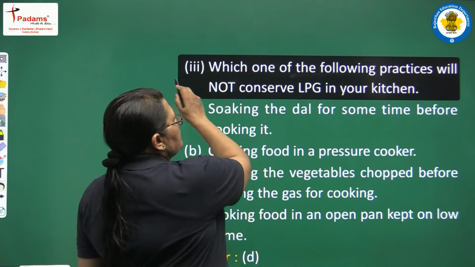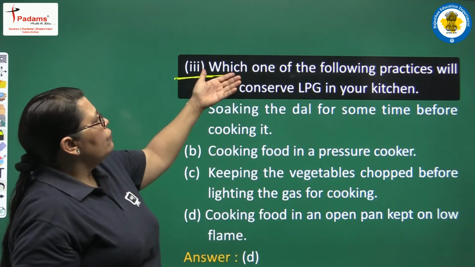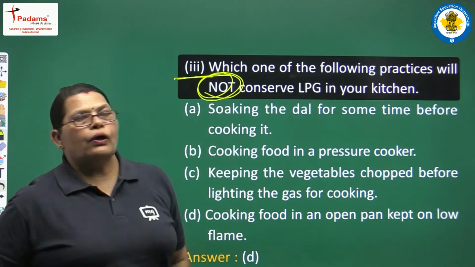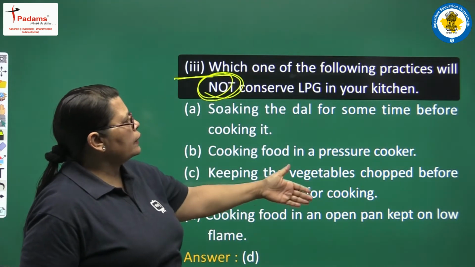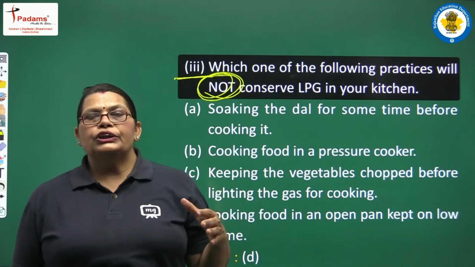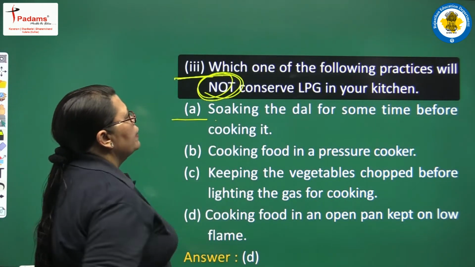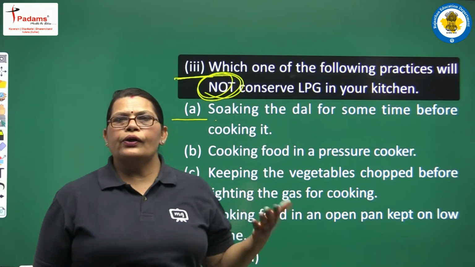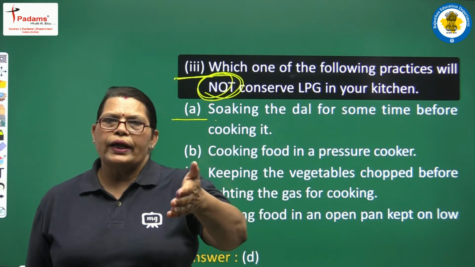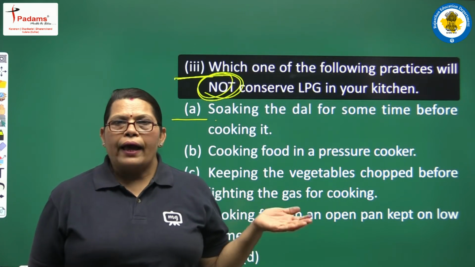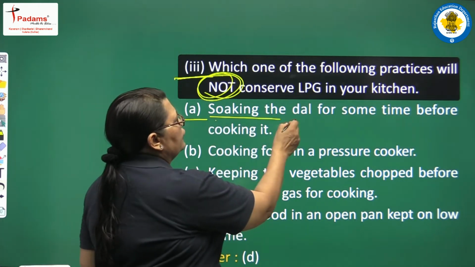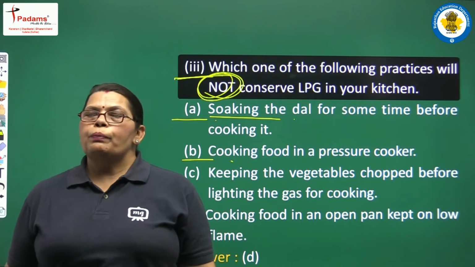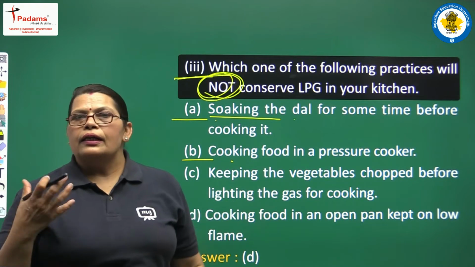Our next question comprises about C. Here are the options again. Which one of the following practices will not conserve LPG in your kitchen? ऐसे इनमें से कौन से प्रैक्टिस को आप करते हैं कि हमारी जो LPG है वो किचन में कंजर्व नहीं हो सकती है? See here, the first one is soaking the dal for some time before cooking it. This one your mother, your grandmother is doing at home. Yes, students, in your kitchen you see your parents first of all soak the dal and after some time they cook it. The next option is cooking food in a pressure cooker. It also takes less time.